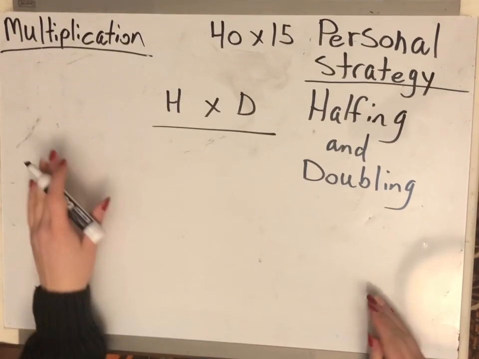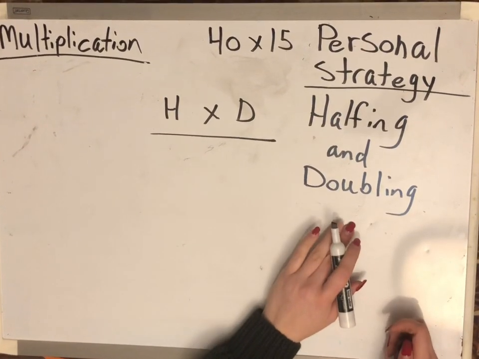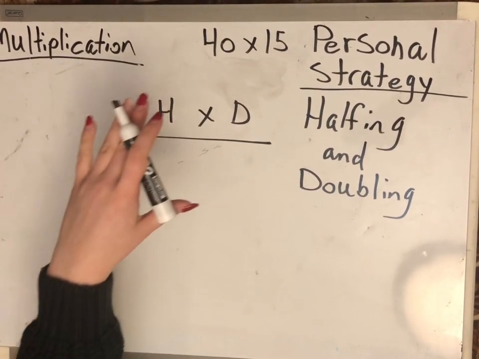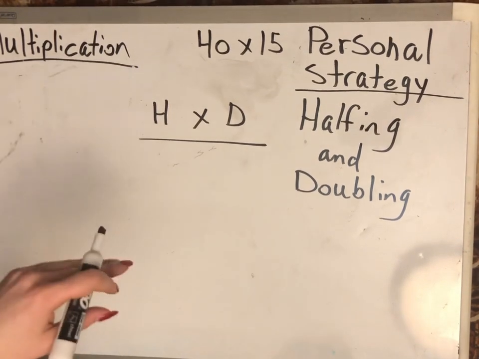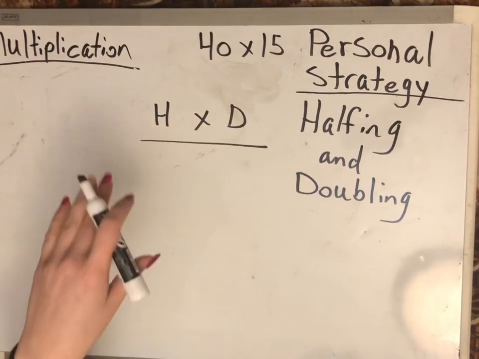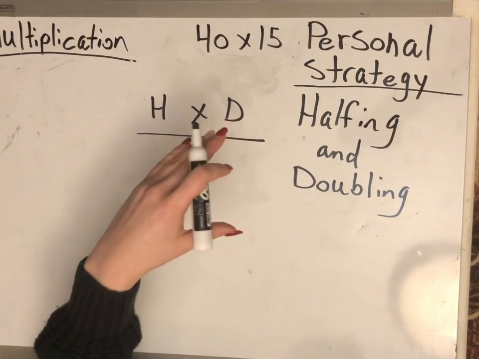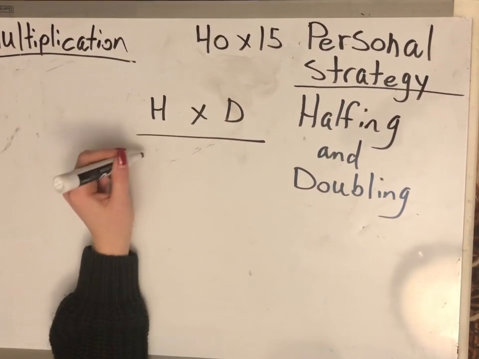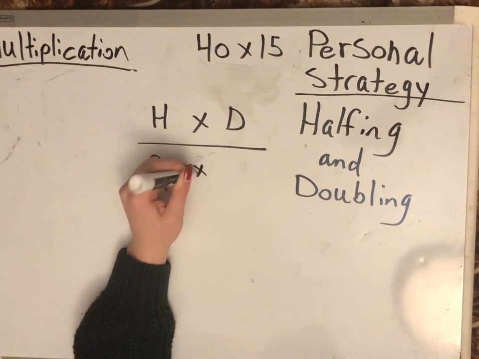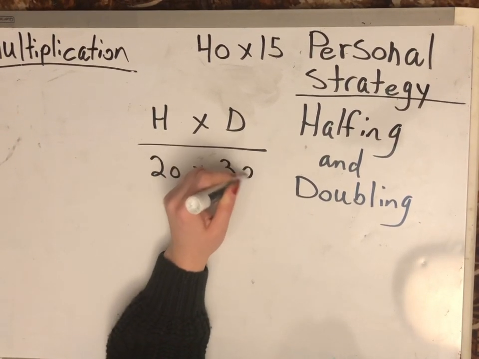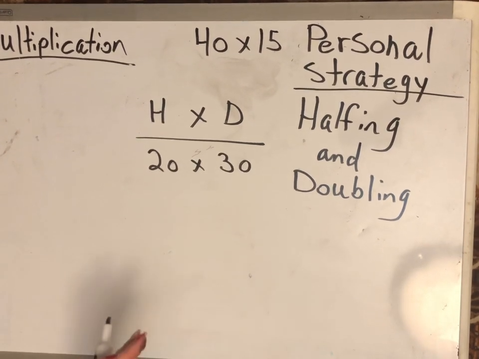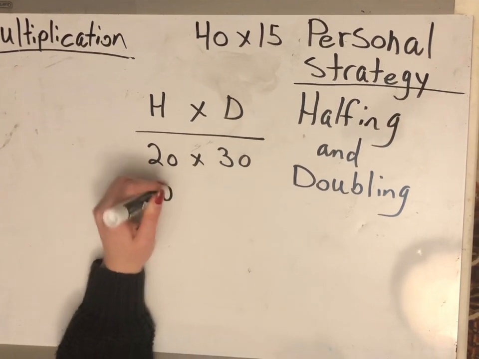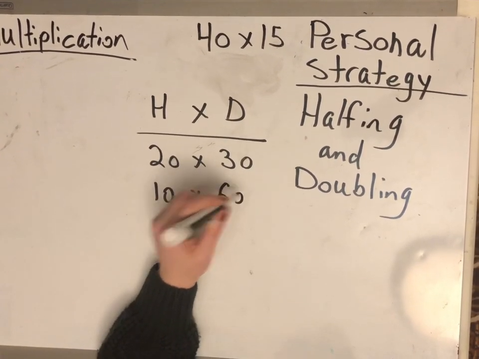For my personal strategy for multiplication, I'm going to be using halving and doubling. So I look at my equation, it's 40 times 15. Now I need to pick one side to half the whole time and one side to double the whole time. I can't halve 15 into a nice number, so I am going to halve 40 and I'll be doubling 15. So half of 40 is 20, and 15 doubled is 30. This is nicer, but I'm going to go even a bit lower. I'm going to half 20 into 10, and I'm going to double 30 into 60.